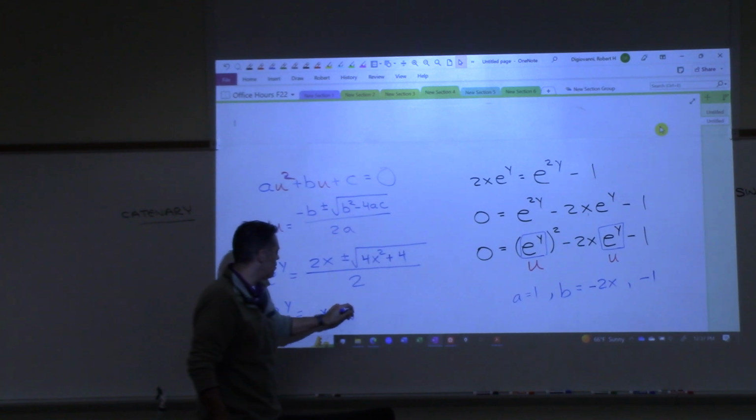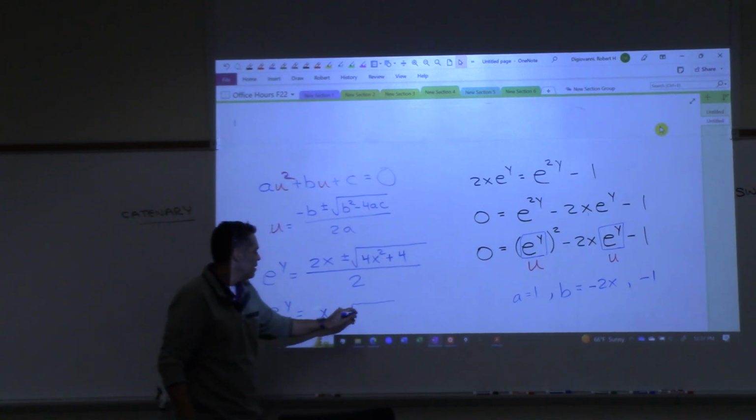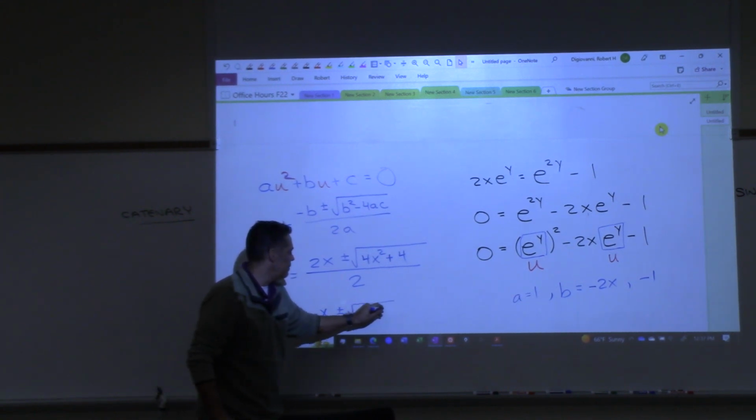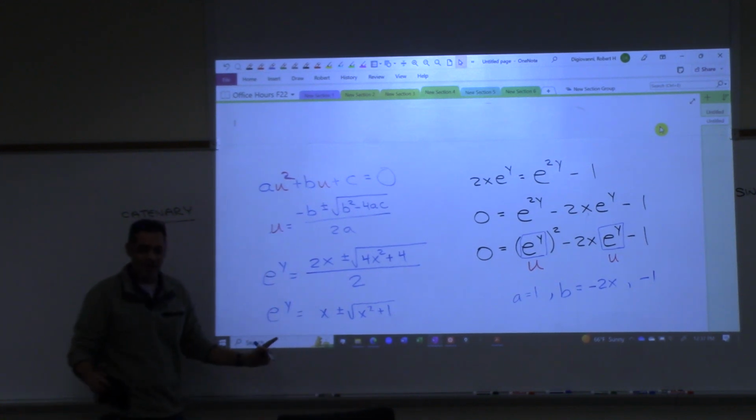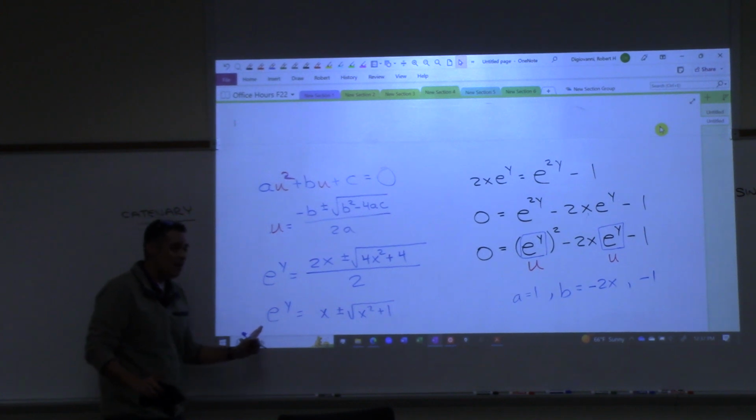plus or minus square root, what's underneath the root? X squared plus 1, right? That's what e to the y is. Remember, we're trying to solve for y. Now, can you solve for y? Yes. Doing what? Taking the log on both sides.